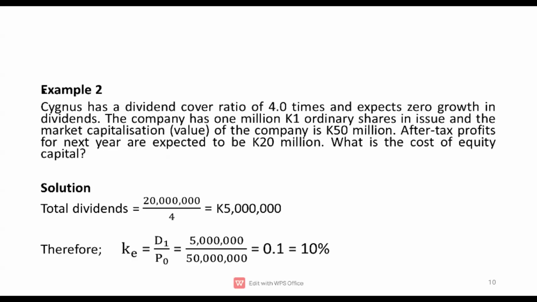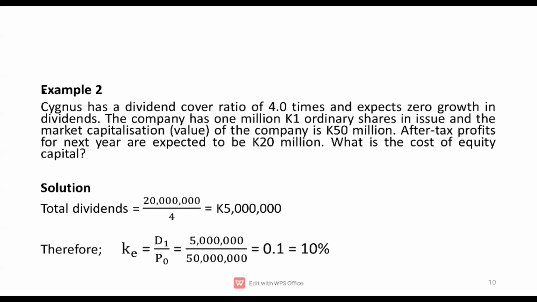The second example. The company has a dividend cover of 4 times and expects zero growth in dividend, meaning the dividends are not growing at this point. And the company has 1 million ordinary shares. The market capitalization, which is basically the value of these shares, ordinary shares times their price, gives us 50 million. Profit after tax for the next year is expected to be 20 million. What is the cost of equity?